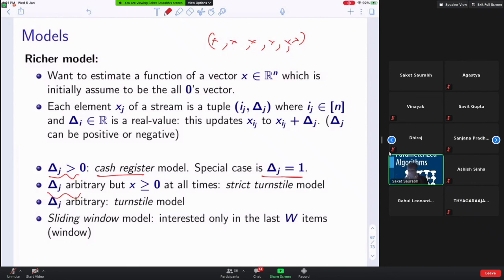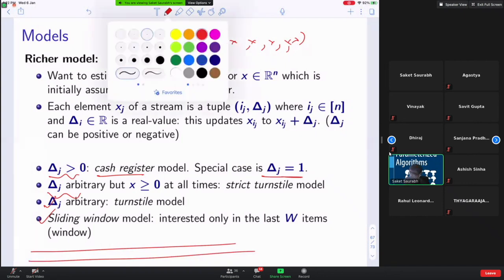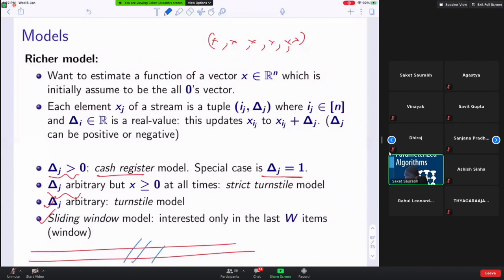Okay, so this is why the strict Turnstile model is a very good example, and it is used quite a lot in reality. And then of course we have this Turnstile model or dynamic model where you can update with negative quantities as well as positive quantities. And another model which people study is what is called the sliding window model. Think of this: your stream is infinitely long, so you cannot view the whole thing. So you are only worried about computing the function of the last W items seen. So these are the different models people have studied in streaming, right?